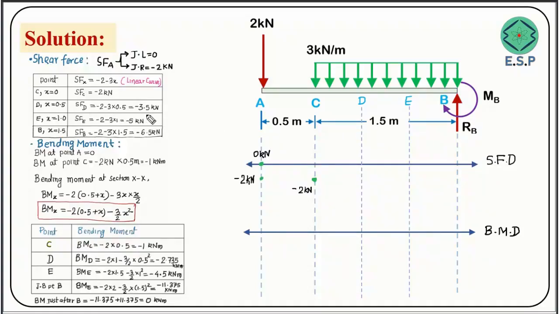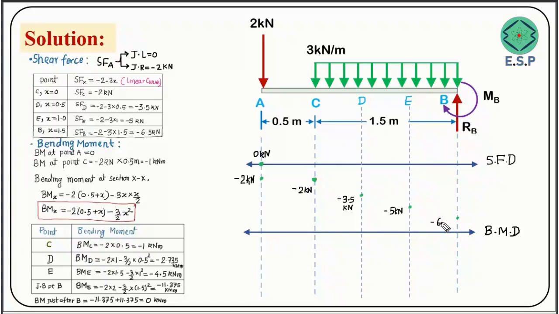we got minus 3.5. So here we are getting, let's say, minus 3.5 value at point D. At point E we are getting minus 5 kilonewton. So here we are getting minus 5 kilonewton. And at point B, the last point here, we are getting minus 6 kilonewton, right?